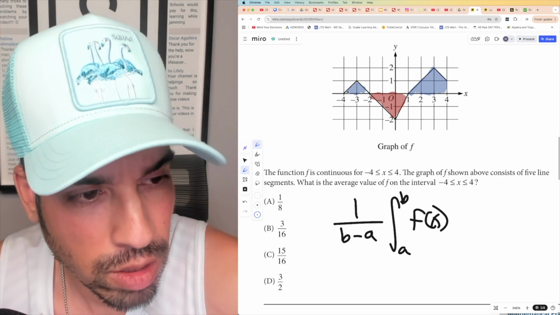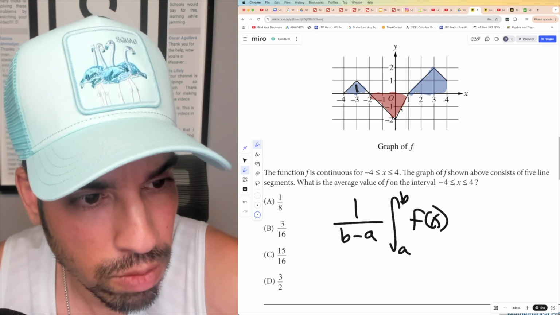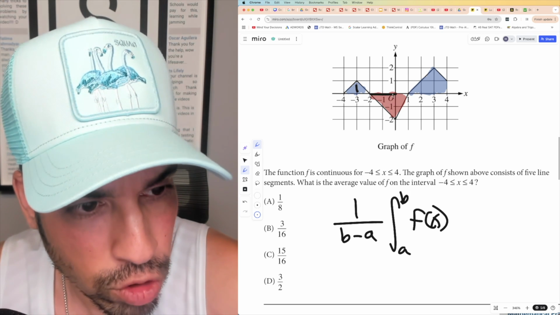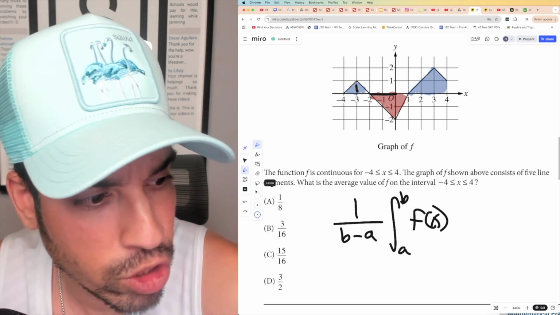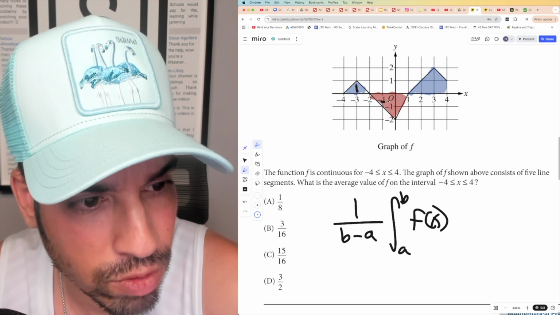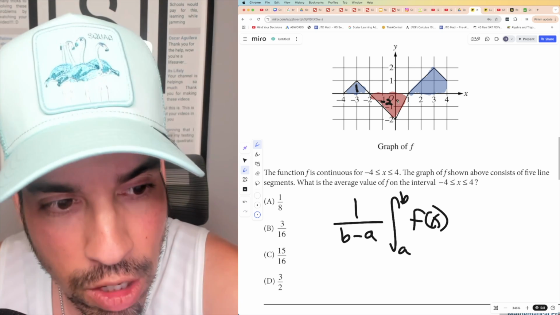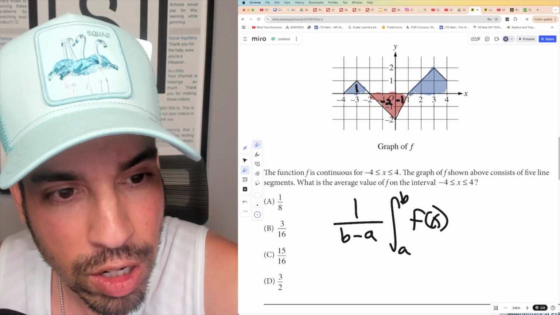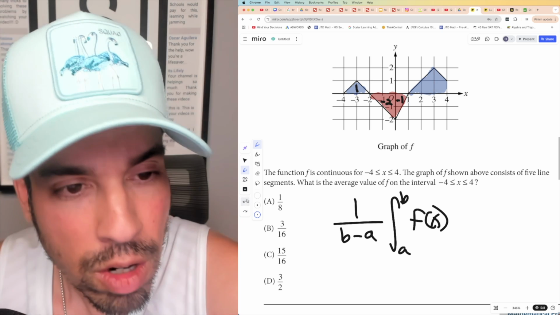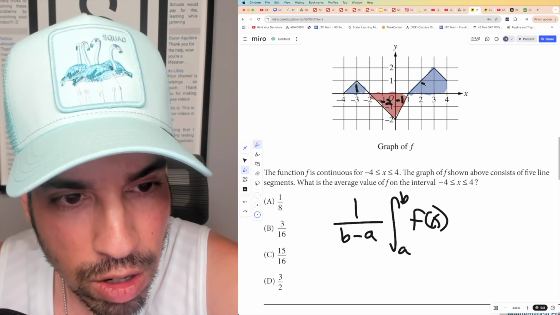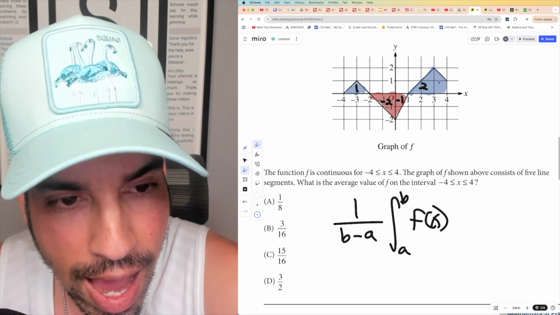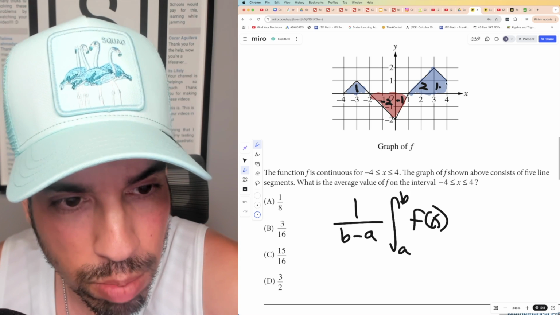So these two together, that's half and half. That's going to be an area of 1. Here we have a 2 by 2 triangle, which is going to give me an area of negative 2. This is a 1 by 2, which gives me an area of negative 1. Over here, we have another 2 by 2 right triangle, which gives me an area of 2. And then we have a half and 1, so another 1.5.